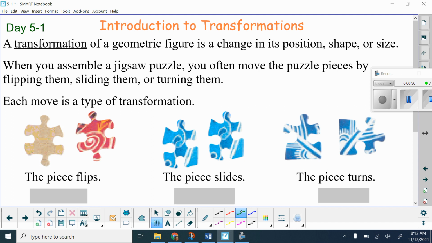So day 1 of Unit 5 is an introduction to transformations. A transformation of a geometric figure is a change in its position, shape, or size. When you assemble a jigsaw puzzle, you often do this. You have to move the pieces around by flipping them, sliding them, or turning them.